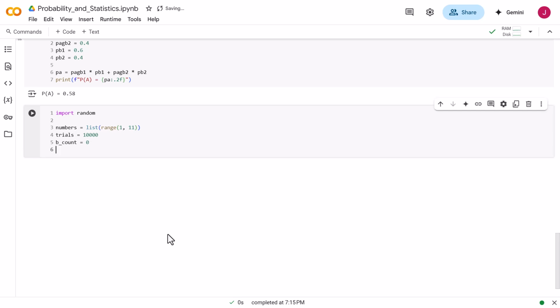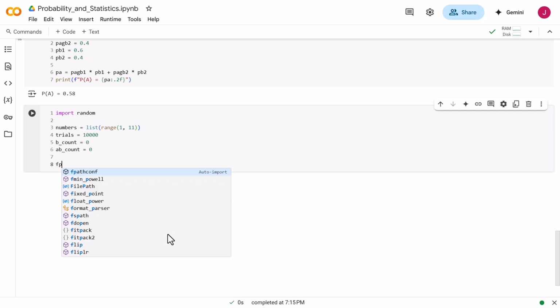Then A and B count, so I can say AB count equals 0. This one counts the items where A and B occur. It means even number greater than 5. The previous one is the B, this is the even numbers events, right?